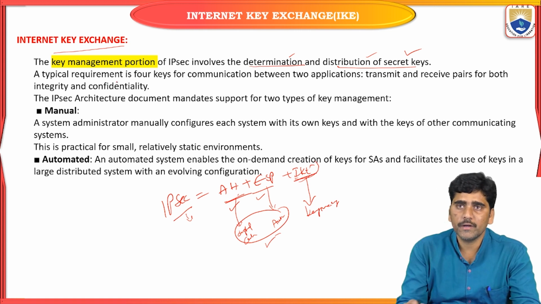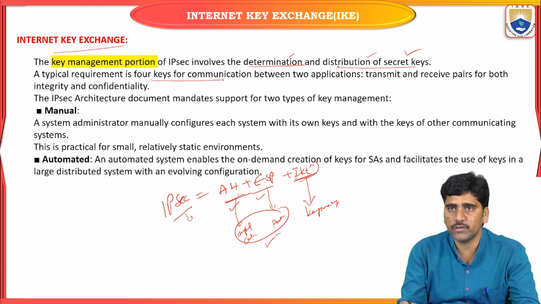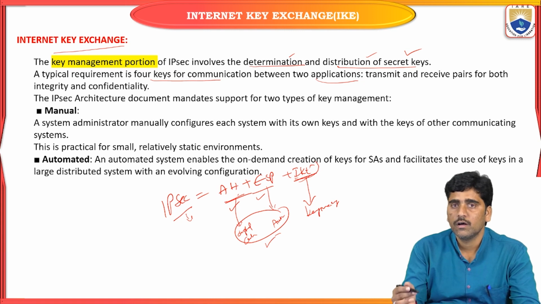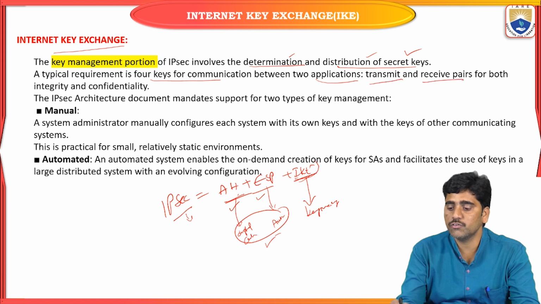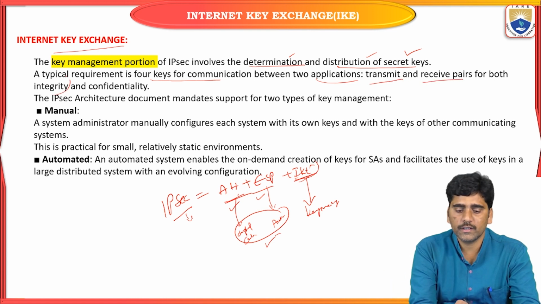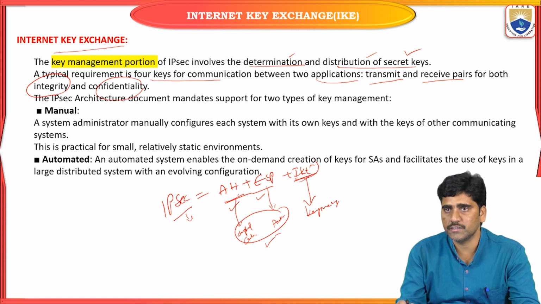A typical requirement is four keys for communication between two applications: transmit and receive pairs for both integrity as well as confidentiality. The transmission pair and the receiver pair are both for providing the services of integrity as well as confidentiality.